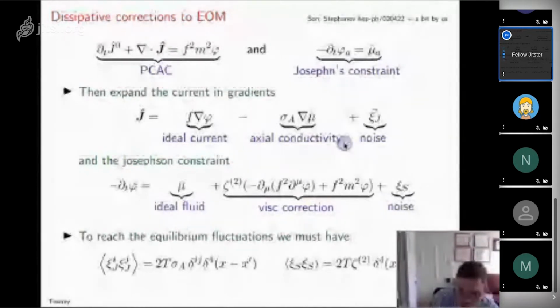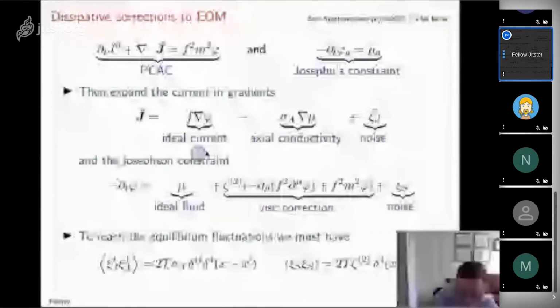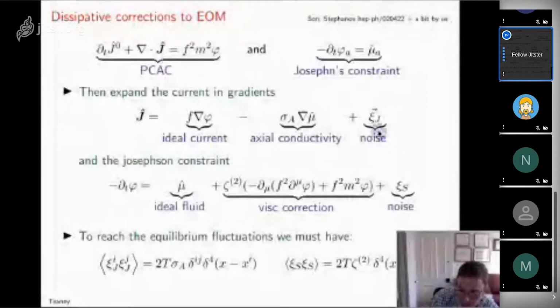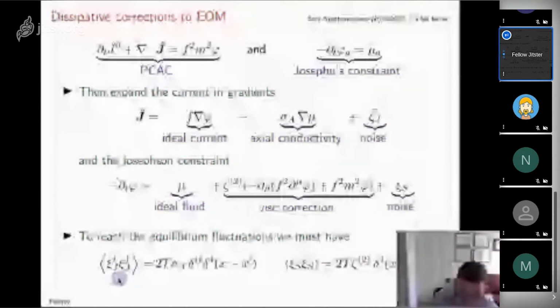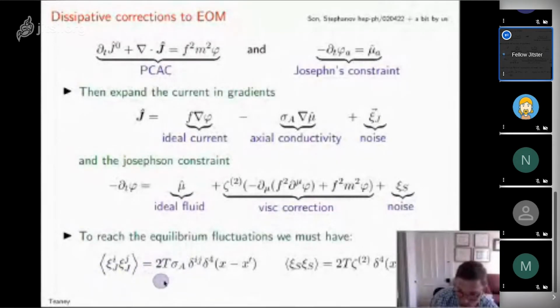Now, of course, once you're adding dissipation, you have to add noises, and by analyzing the production of entropy, you can fix the variance of the noises and relate them to the dissipative parameters. In particular, the variance of this noise has to be related to the axial conductivity, and the variance of this scalar noise has to be related to zeta 2. All right. So now we actually have equations of motion. We have a couple of stochastic equations of motion which describe how the pions evolve. Let's analyze it a little bit and discuss what it's about.